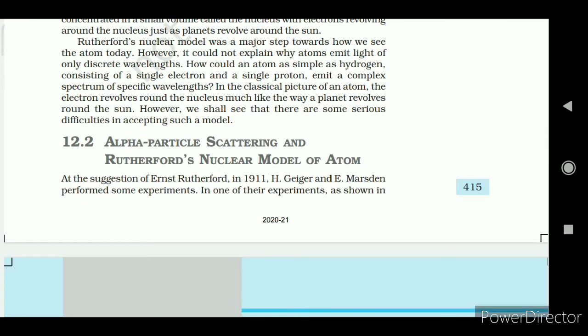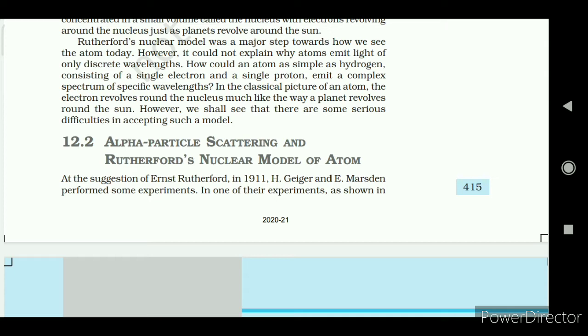12.2 Alpha particle scattering and Rutherford's nuclear model of an atom. At the suggestion of Ernest Rutherford in 1911, H. Geiger and E. Marsden, as shown in figure 12.1, directed a beam of 5.5 mega-electron volt alpha particles emitted from a bismuth-214 radioactive source at a thin metal foil of gold. Figure 12.2 shows the schematic diagram of this experiment.